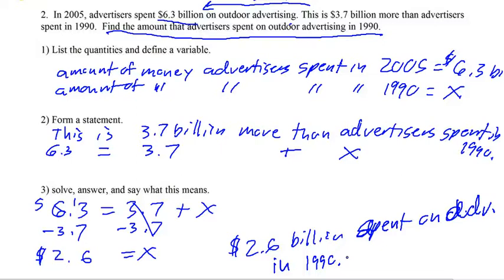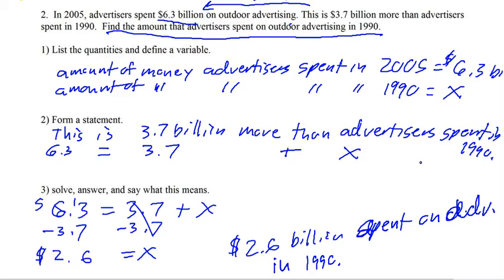Then form a statement by translating. If you don't want to do translations, you can just think about it and see if you can form a statement. And then solve that equation. And then always state your answer, because a lot of times you'll make mistakes and the answer just seems completely wrong. But if you don't state it, it won't seem wrong.